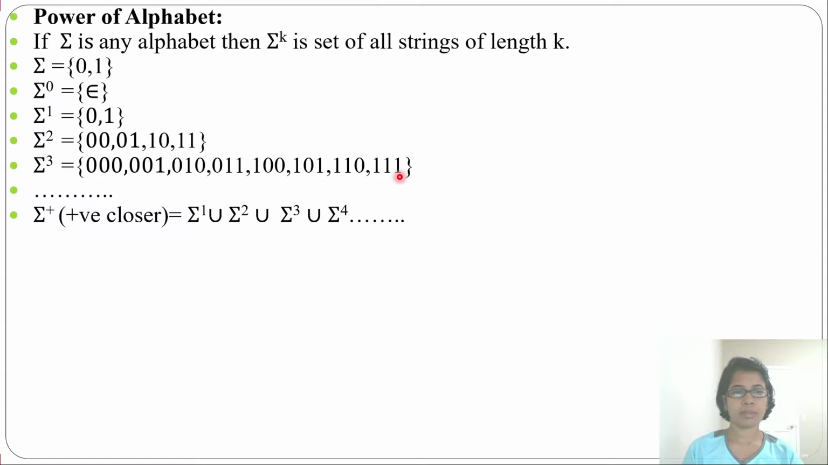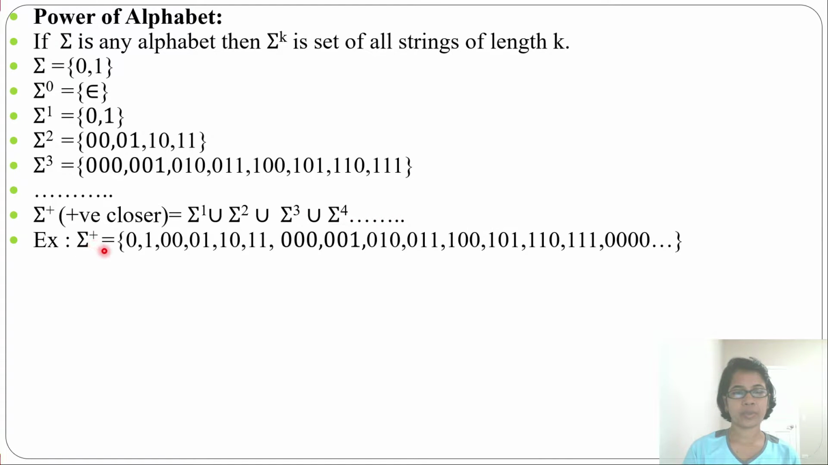Sigma power plus is called the positive closure. That is sigma power 1 union sigma power 2 union sigma power 3 union sigma power 4, like this. What will it contain? The positive closure contains strings of length 1, length 2, length 3, length 4, and it continues like this.